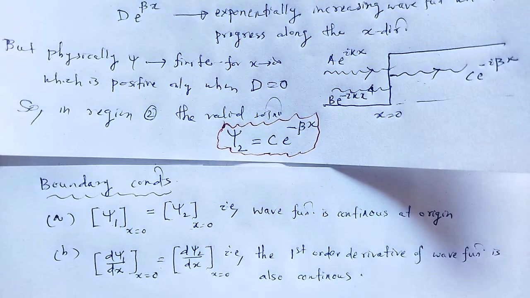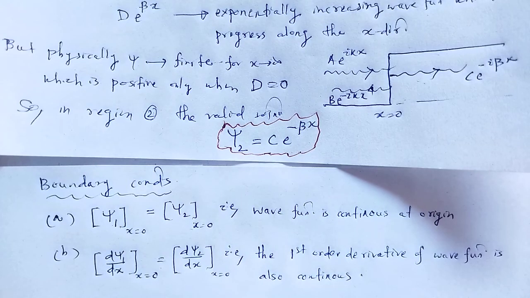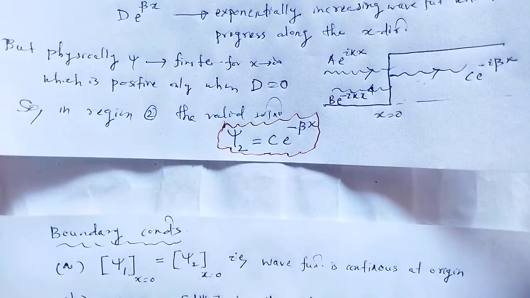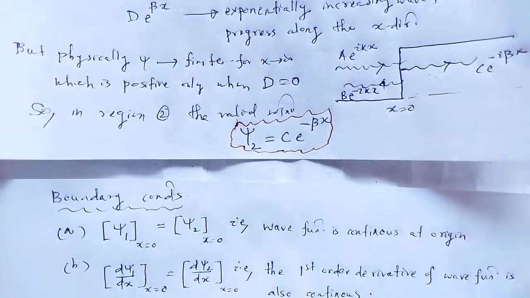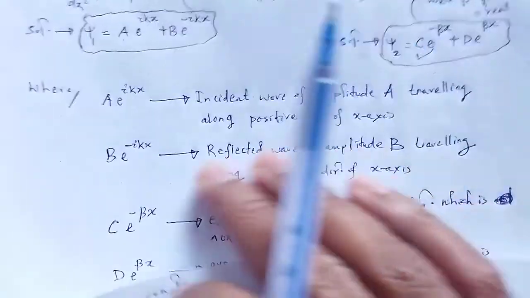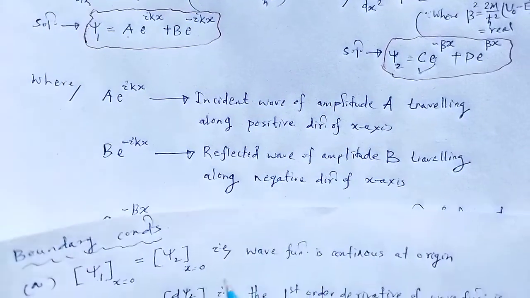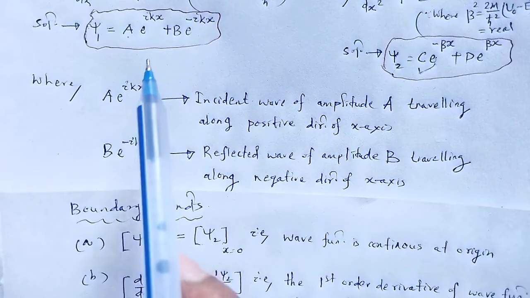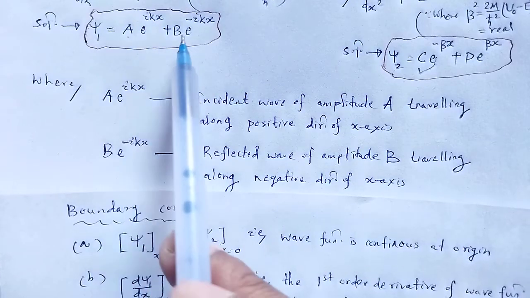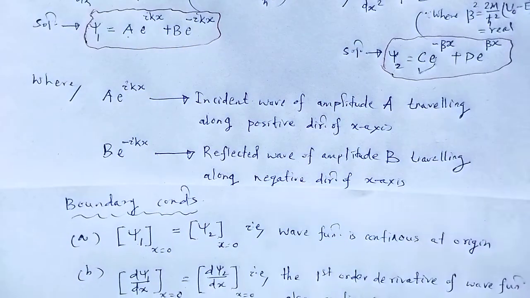Using these two boundary conditions, we have to get these amplitudes or constants. So when we put the first boundary condition, ψ₁ = ψ₂ at x = 0, we get A + B = C.